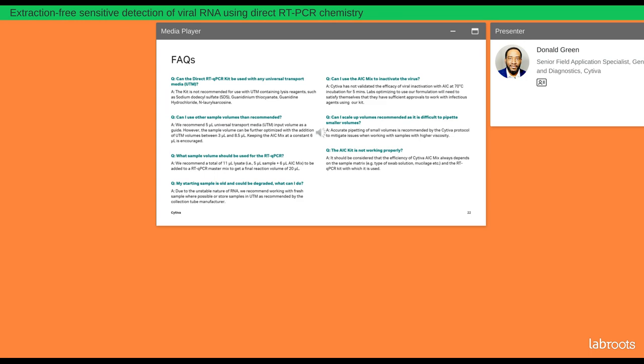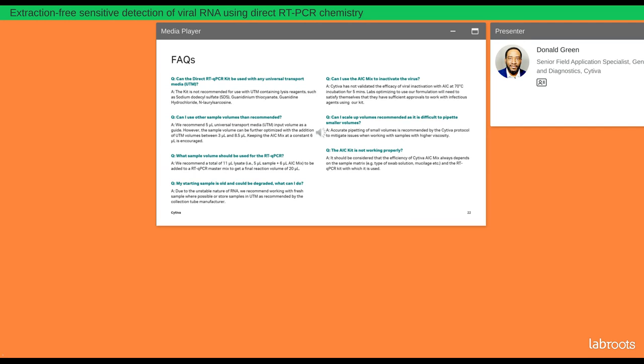Can I use other sample volumes other than the ones recommended? We recommend 5 microliters of universal transport media input volume as a guide. However, based on the data we've shown you previously, the sample can be further optimized with the universal transport media volumes being increased. Between 3 microliters and 8.5 is what we've been seeing in our labs. As long as you're keeping the AIC mix as a constant 6, this is what we encourage.